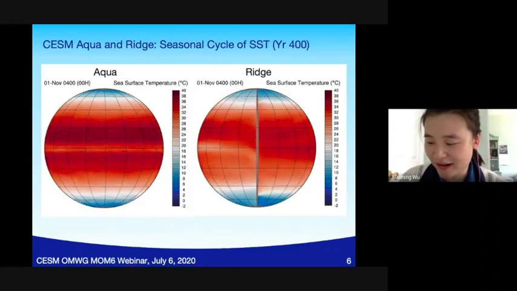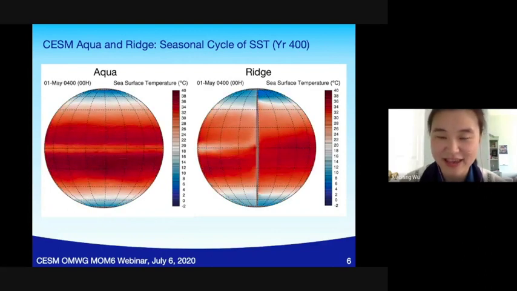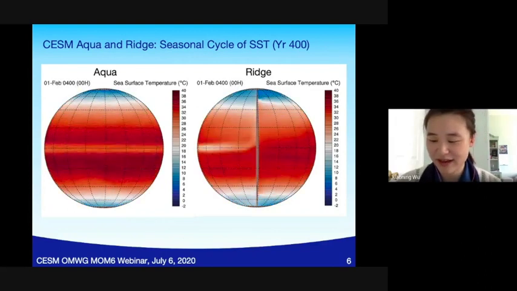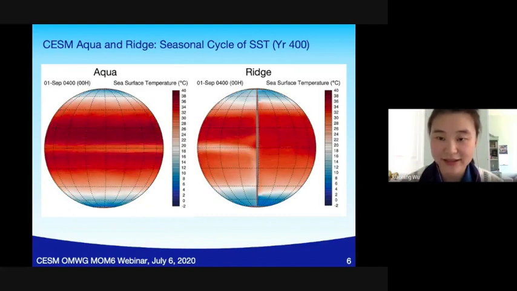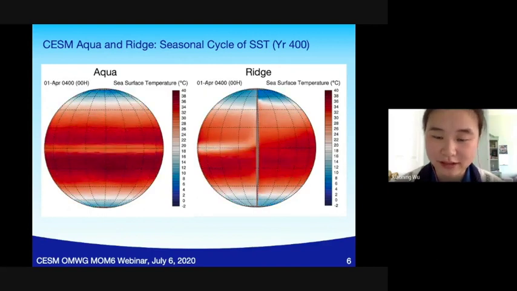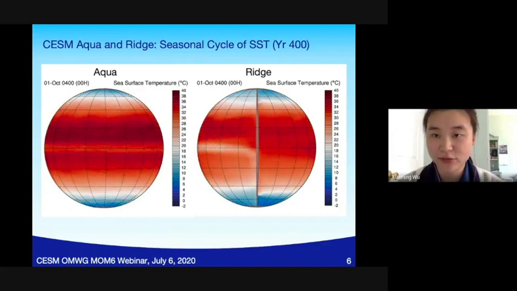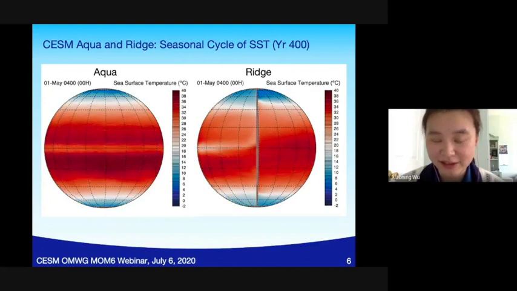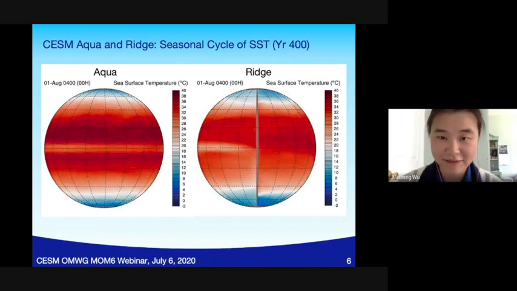So with our model, with this particular set of parameters, we get pretty close to quasi-equilibrium in terms of the top of the atmosphere balance by year 400. So for the rest of the talk, we will be looking at the 100-year climatology between year 400 and year 500. This is a quick animation showing the monthly SST at year 400 for both the Aqua and Ridge planets.